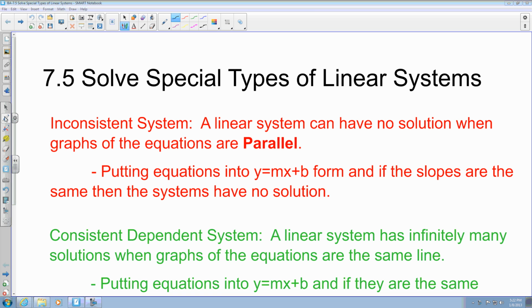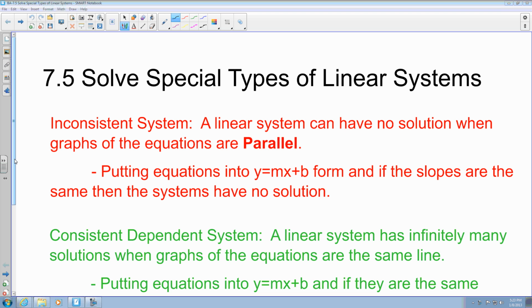Alright, this section in 7.5 deals with solving for special types of linear systems. To this point, you've been able to use the three different methods in order to solve systems of linear equations: graphing, substitution, and elimination.